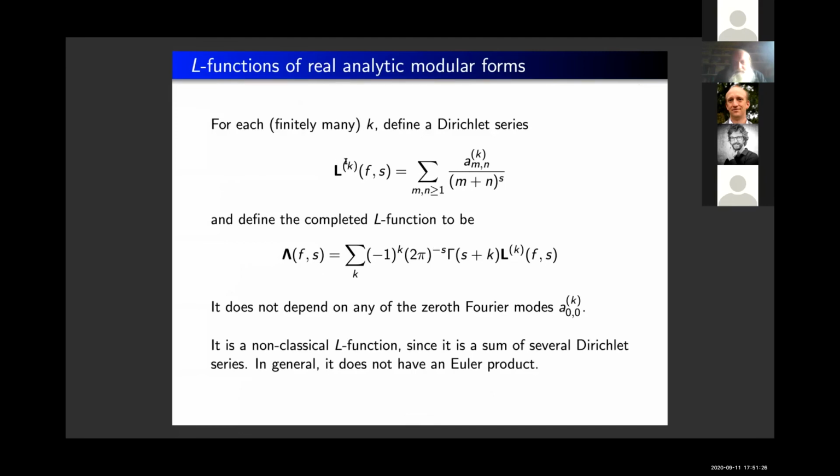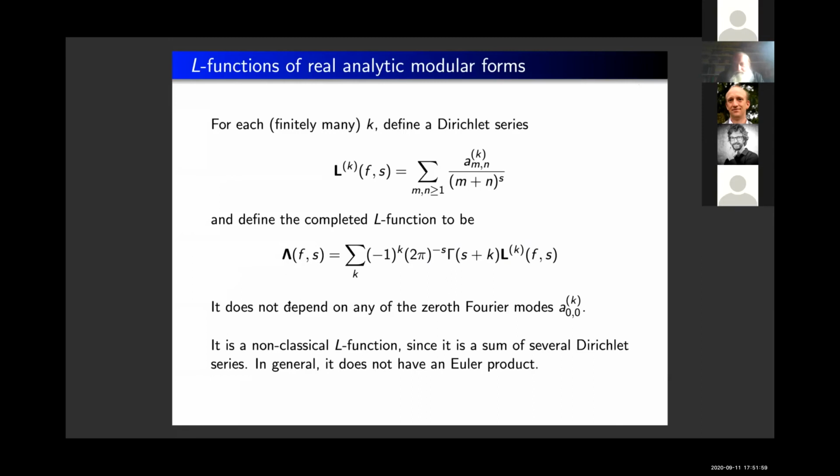You get one Dirichlet series for each K, and these coefficients A don't all play a role. It's only the sum of A_MN such that M plus N is a fixed number that occur. So you lose a whole lot of information when you form this Dirichlet series. And then we can define the completed L function to be a finite sum of some power of pi and some gamma factor times this very explicit Dirichlet series.